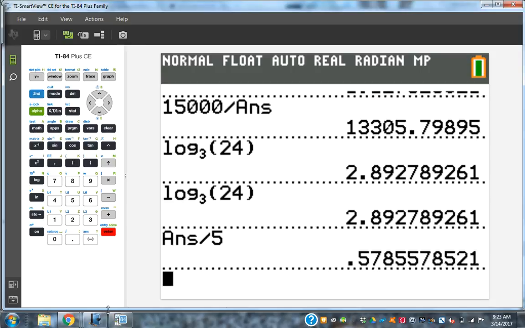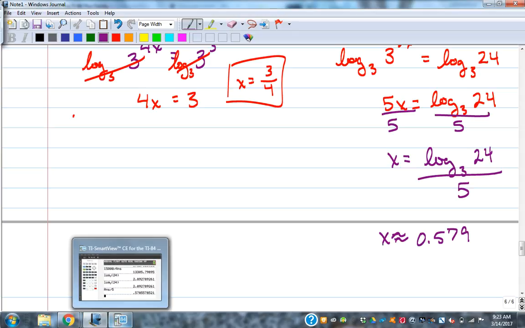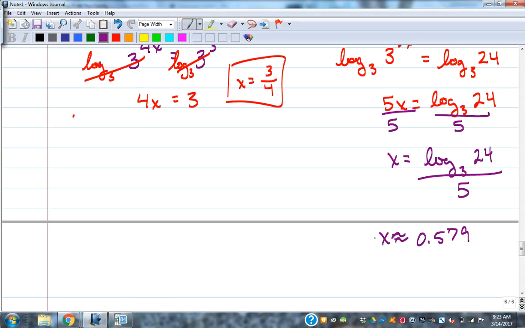So 0.579 rounded to 3 decimal places. Nope, it won't make a fraction. If you hit fraction or math enter, it won't do it. It can't convert that to a fraction.